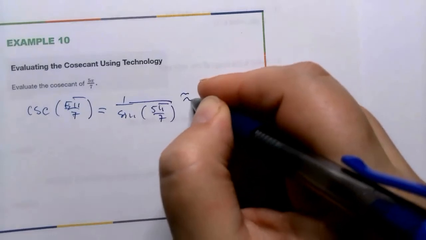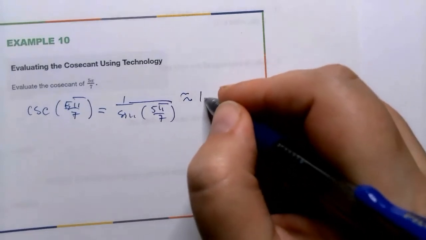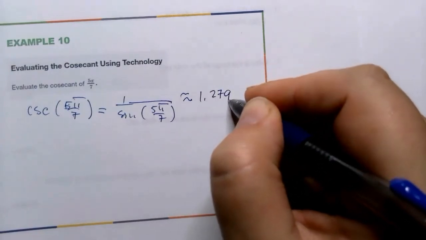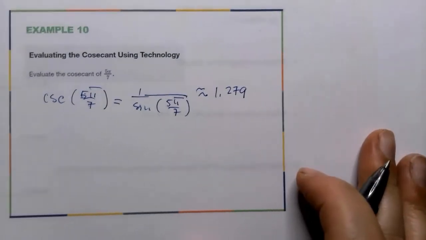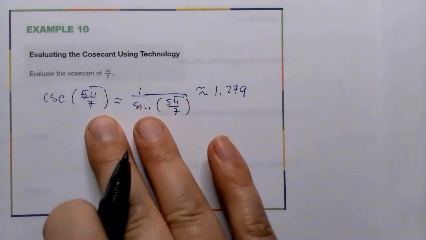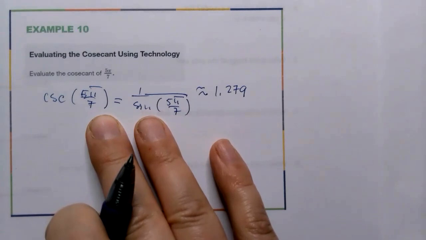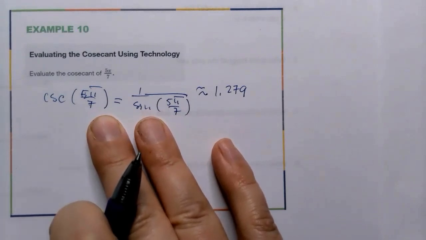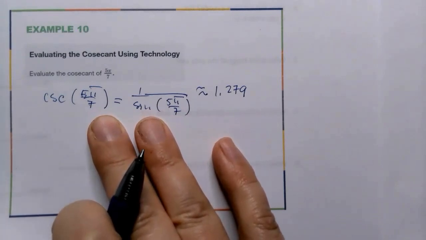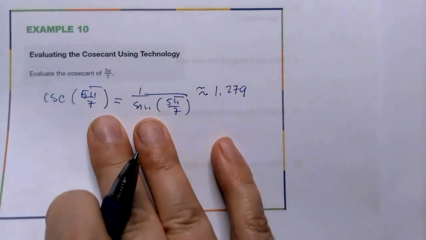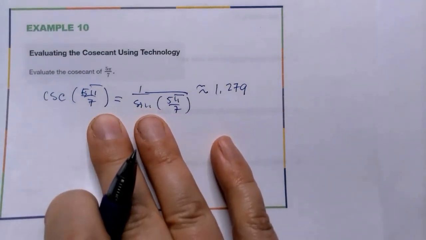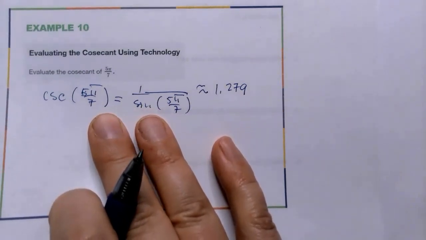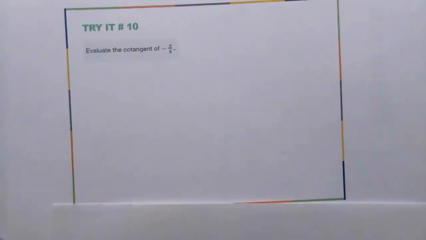So this is approximately equal to 1.279. This is how you go about finding cosecant, secant, and also cotangent. You have to find its cofunction first and then go from there. Now I want you to try this one by yourself. Evaluate the cotangent of negative pi over 8.